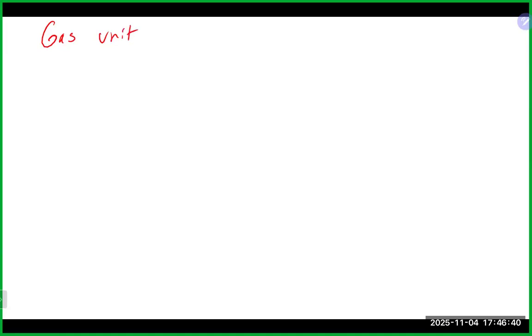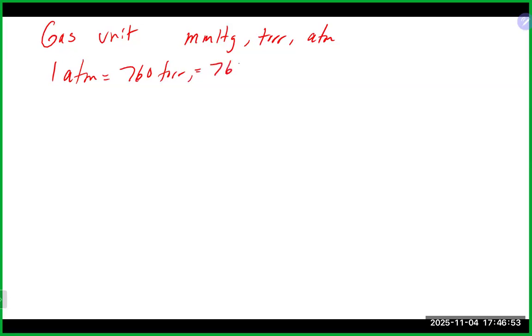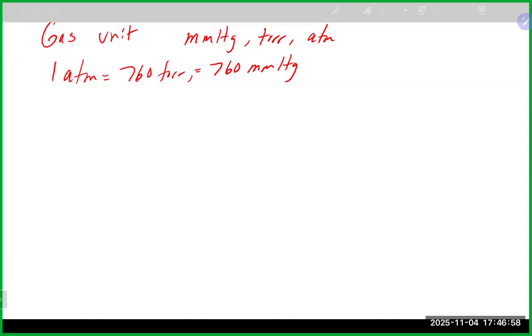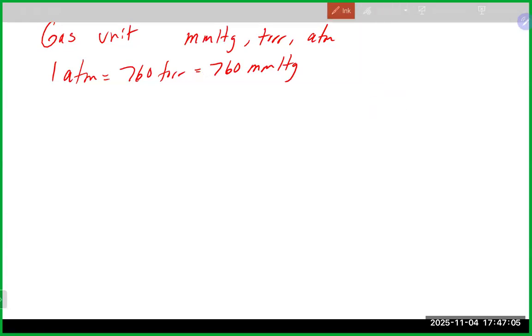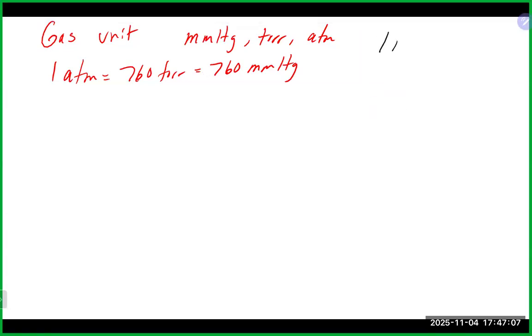The big three, really: your millimeters of mercury, your torr, and your atmospheres. Remember that 1 atmosphere is equal to 760 torr, and that is equal to 760 millimeters of mercury. The relationship between millimeters of mercury and torr is a 1-to-1 relationship. So that 760 number is the number that we use to convert between those two units. The number stays the same, just the units change.